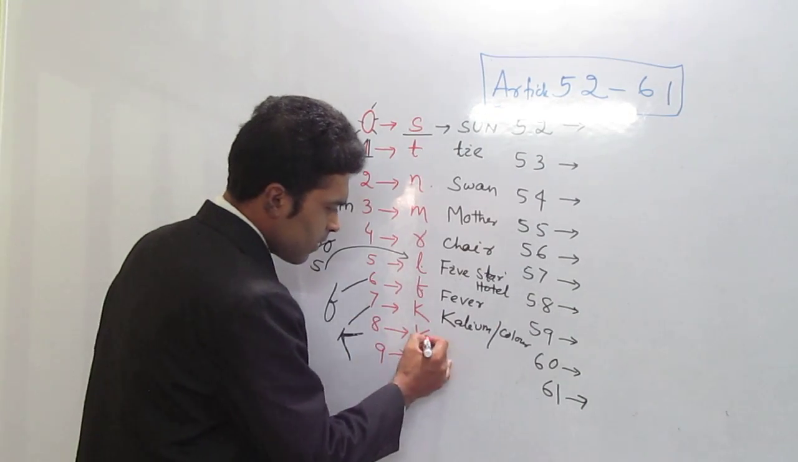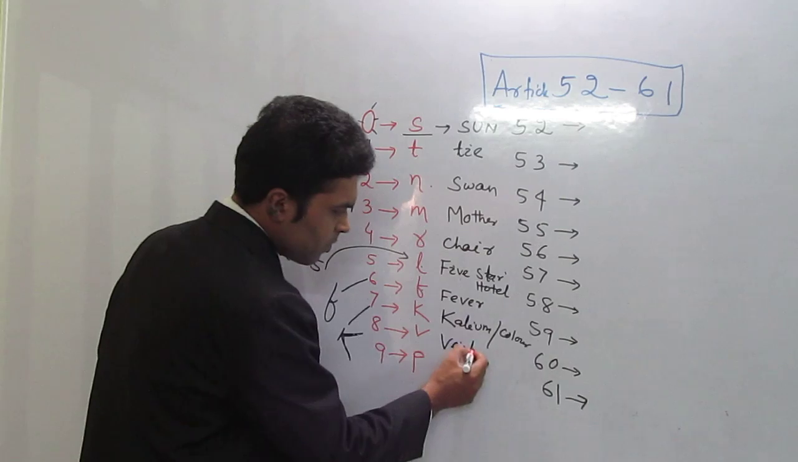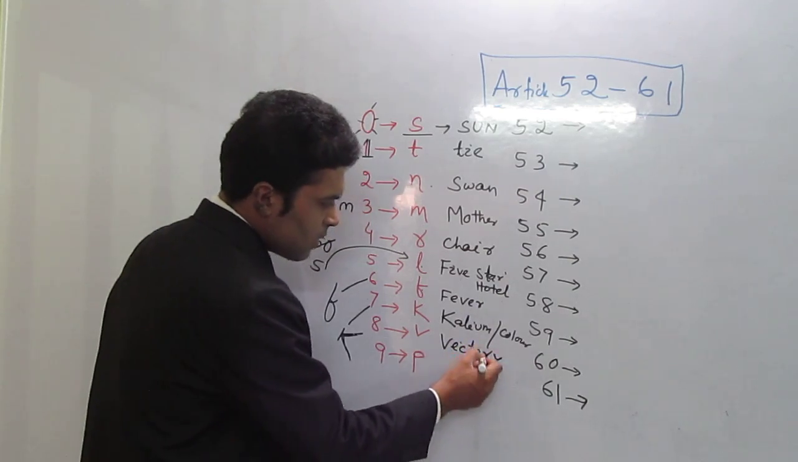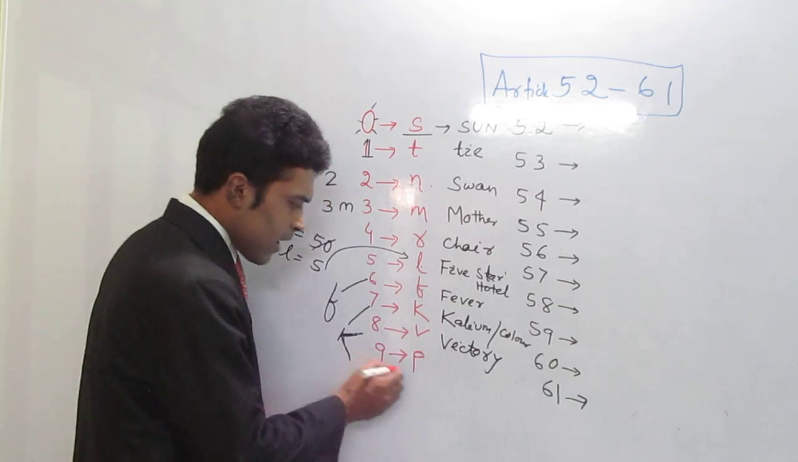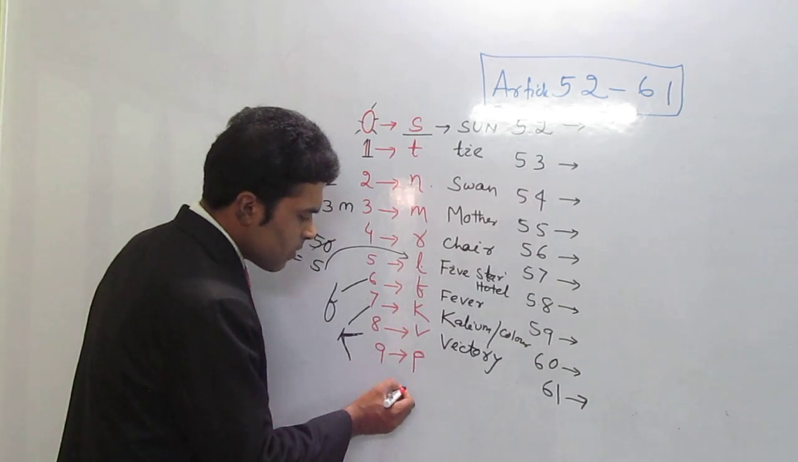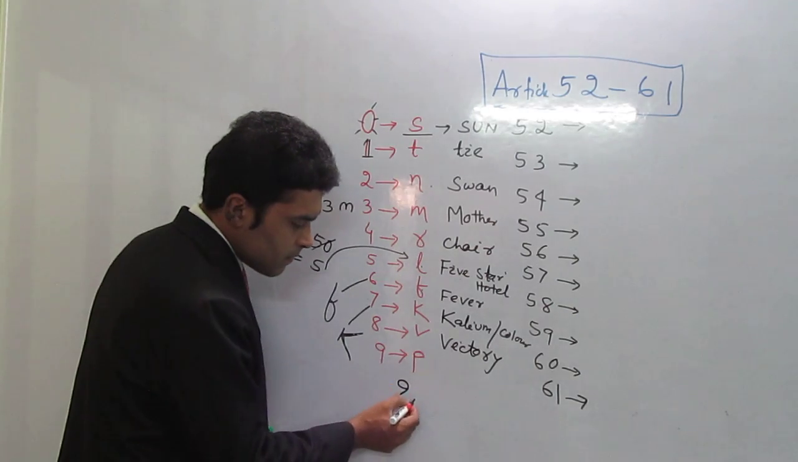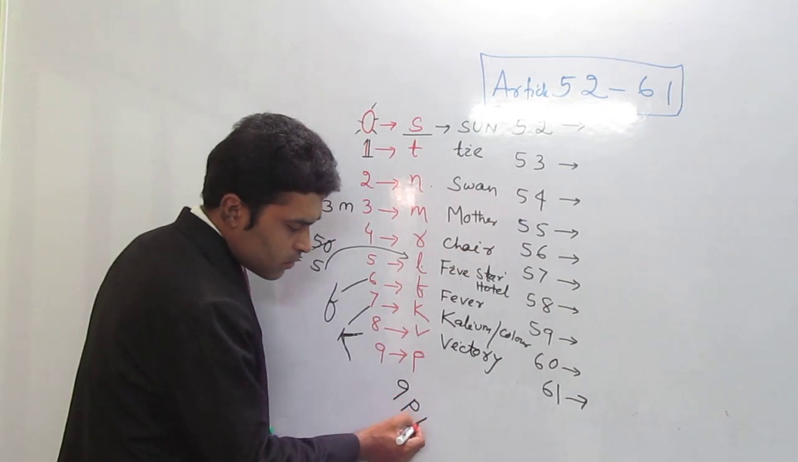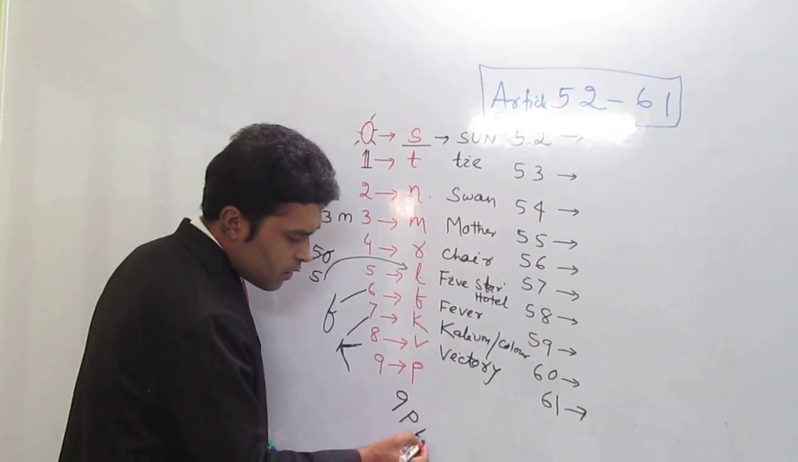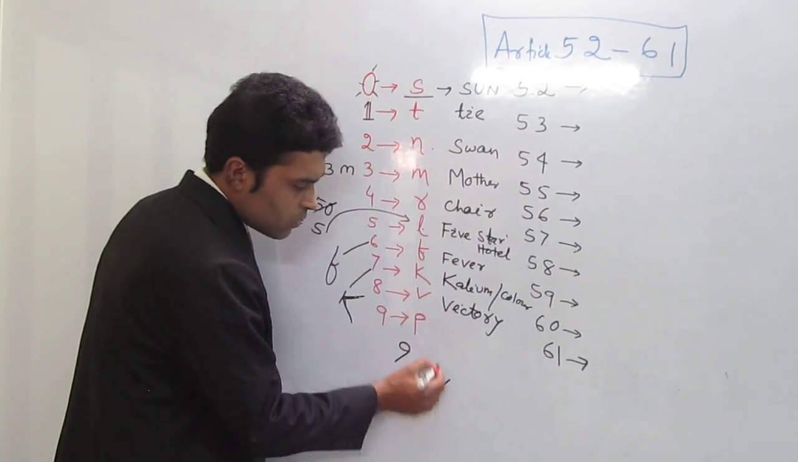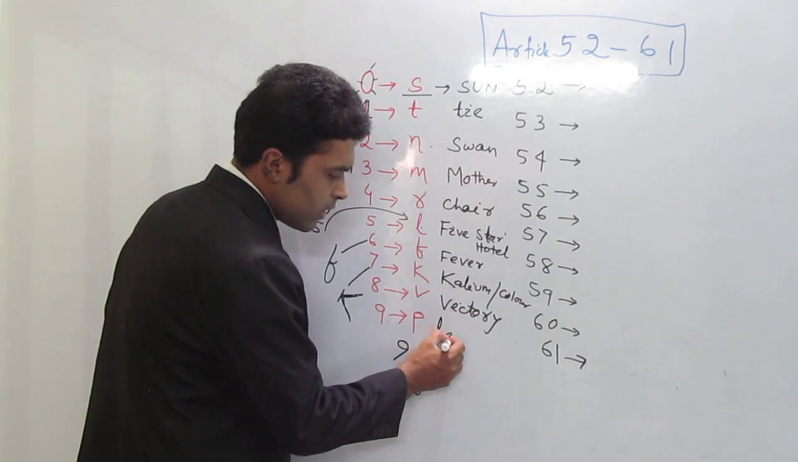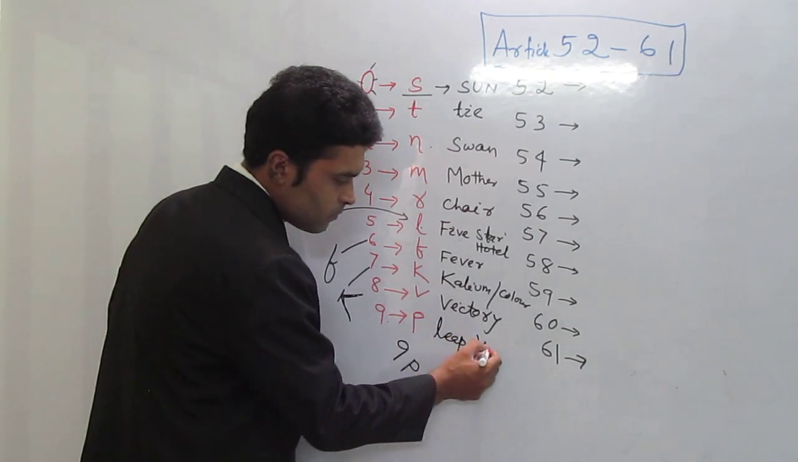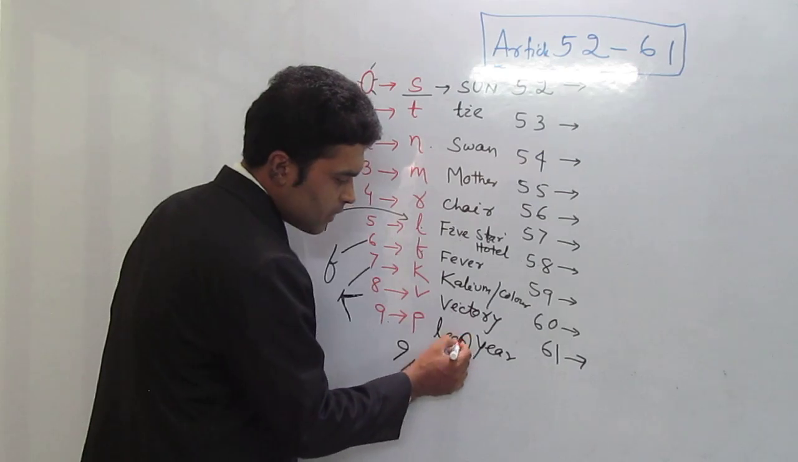For 8, I have taken V, that is victory. For example, you are victorious and you are celebrating in the morning at 8 o'clock. For 9, I have many options. For 9 I can write 9 like this, like P. Even also I can write it like B. Even also I can write it like D. So for 9 I have taken P, and I can make it a word, leap year. Leap year, P is here.